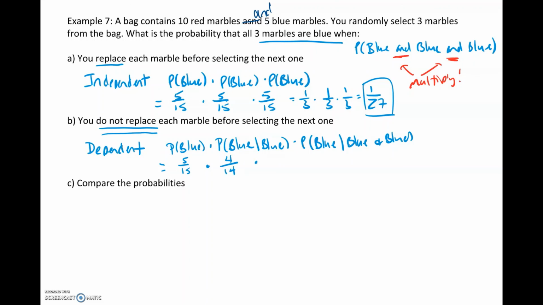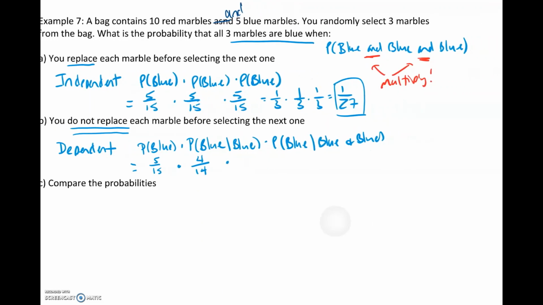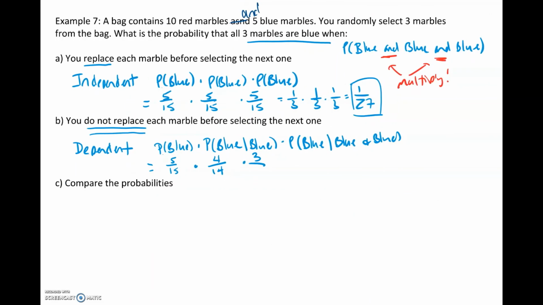Then third person comes up and they're like, great, well, 2 blues got taken out. What are my chances? How many blues are left? Well, if 2 blues were taken out from the original 5, we've got 3 left. And if we got 2 marbles taken out in general, how many marbles left in the bag? Well, we had 15 minus 2, 13. So all we're doing is subtracting when we need to, right? And then we can just multiply those values. I'm going to simplify earlier just to make my life a little bit easier, but you can always simplify at the end. So that'll be 1/3 times 2/7 times 3/13.